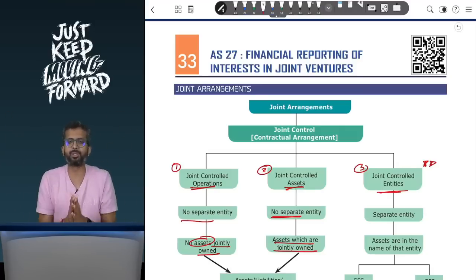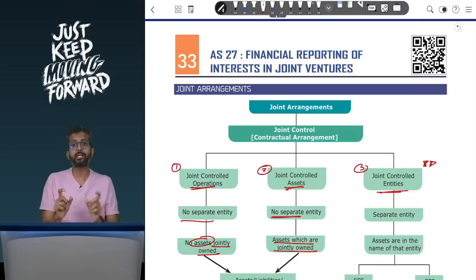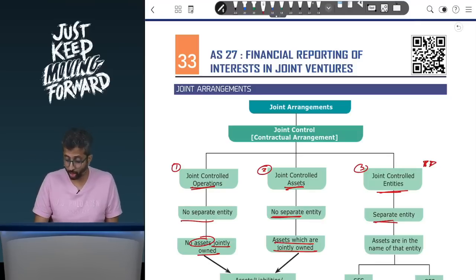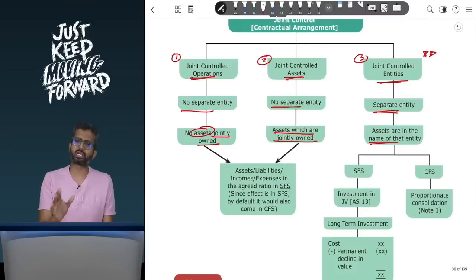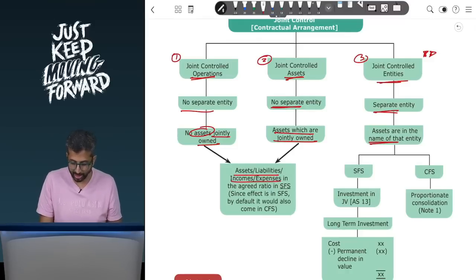They form a company in India for coffee business, and that company is owning assets and liabilities. That is called a jointly controlled entity, where there is a separate entity and assets are held in the name of the entity. In the second structure, assets are held in the names of the individuals themselves, in which case assets, liabilities, expenses are to be recorded in the SFS in the proportion of your holding.